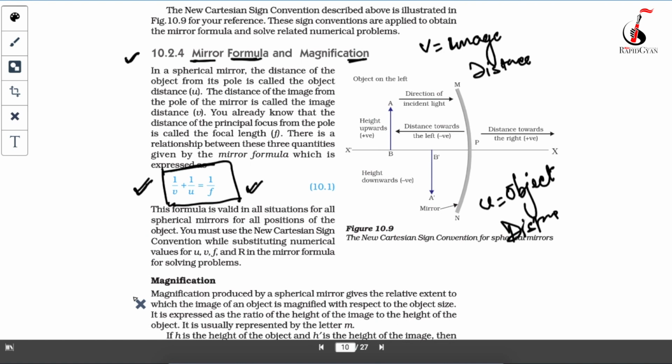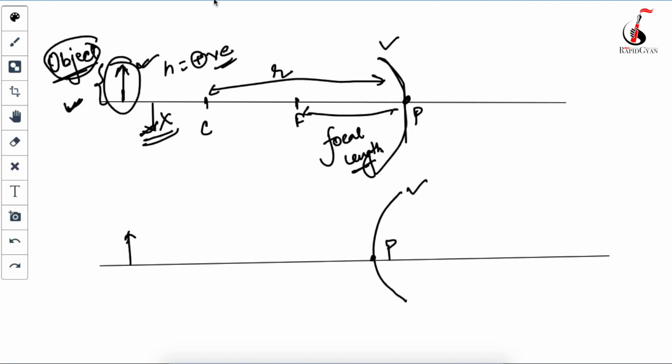It's going to work for both concave mirror and convex mirror. Can anyone tell me, write your answer in the comment section, whether f will be positive or negative. Remember this: in case of a concave mirror, your f is on the left hand side, so it will be negative.